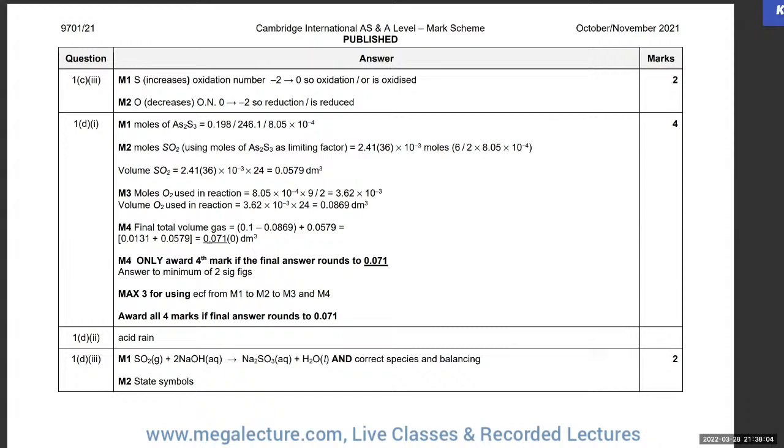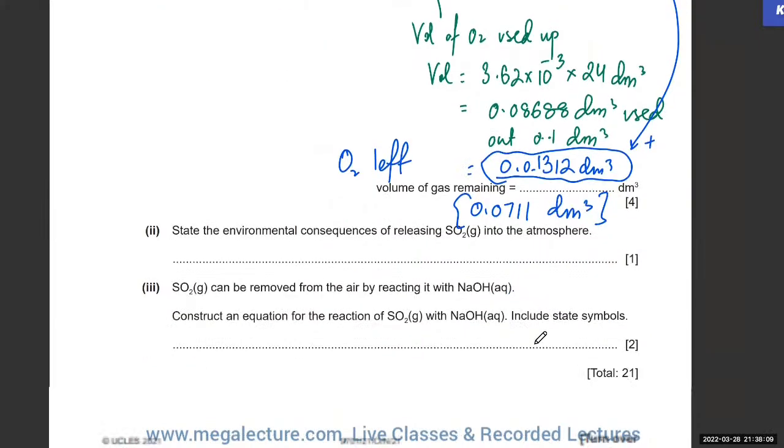So this is fine. We're not losing any marks anywhere. But remember, accuracy and significant figures. State the environmental effect, that's acid rain. And what does it do? It makes the soil acidic.